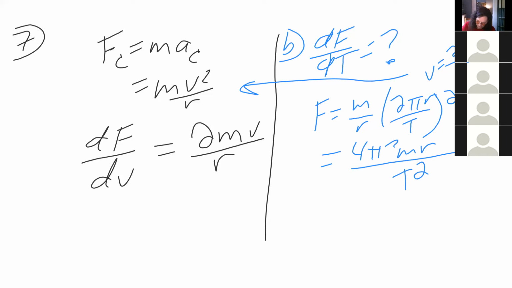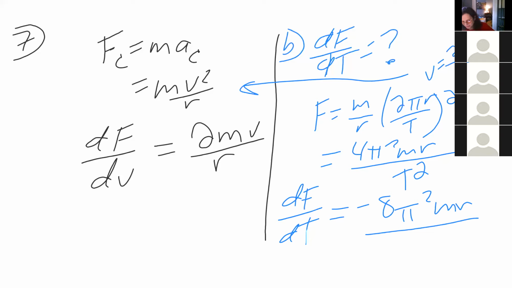Differentiate here to find dF/dT. 4 pi squared mr is held constant. I need to multiply by the power of the period, which is -2. So we end up with -8 pi squared mr. And then the derivative of T to the -2 is T to the -3, so that'll be over T cubed. And then again, we have an expression, we have some values, we can plug them in.